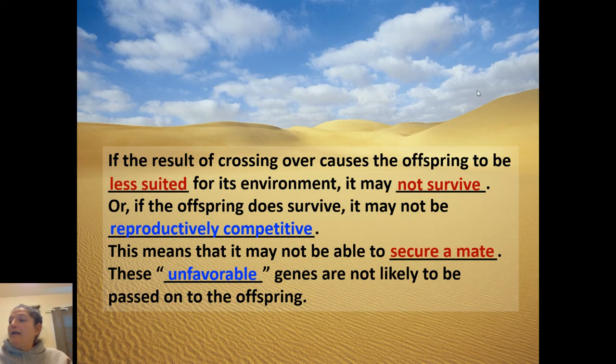We are at number 9. If the result of crossing over creates offspring less suited for the environment, it might not survive. And that's just the reality of biology, of life on this planet. If an organism does not survive, it may not be able to reproduce. Like if it doesn't survive to reproduction age, it's not going to have offspring, which means it might not be able to secure a mate or maybe just doesn't survive at all. These unfavorable genes are not likely to get passed on to your offspring.